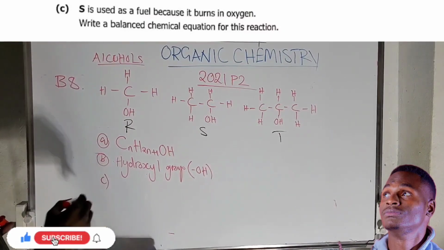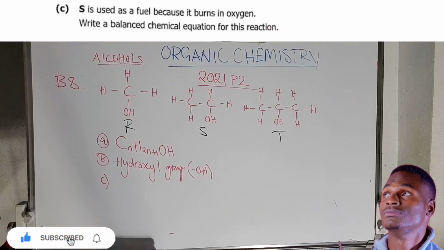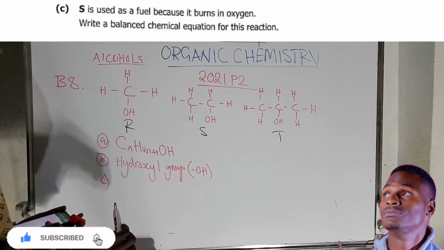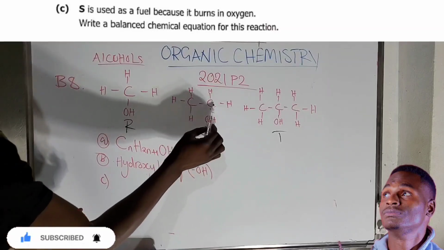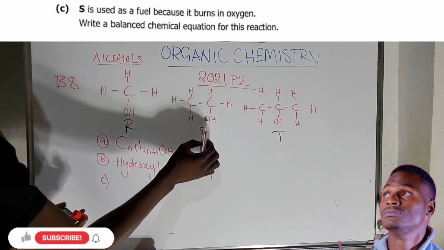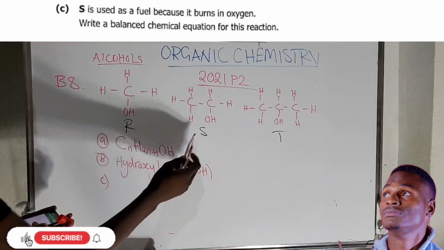C, ethanol is used as a fuel because it burns in oxygen. Write a balanced chemical equation for this reaction. So this is the complete combustion. And if you look, this is ethanol, guys. This is ethanol. It's C2H, 1, 2, 3, 4, 5, then what? OH. This is ethanol.